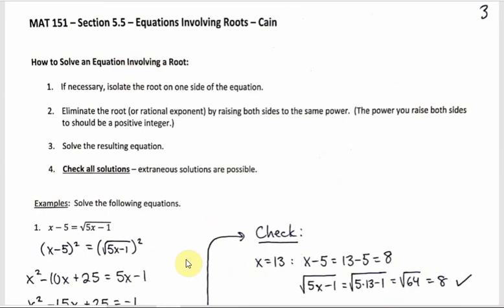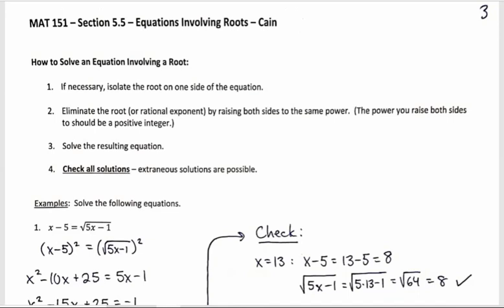Then for what we're going to cover in section 5.5, equations involving roots, the best thing I can say, as far as how you would solve one, is get rid of the root. I guess first you have to get the root by itself, then get rid of it. The way you get rid of it is by raising it to an appropriate power that would ultimately give you an exponent of 1.